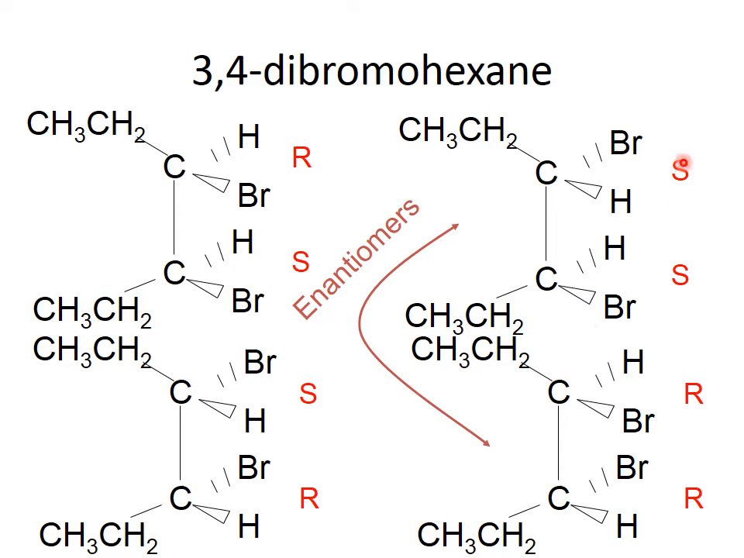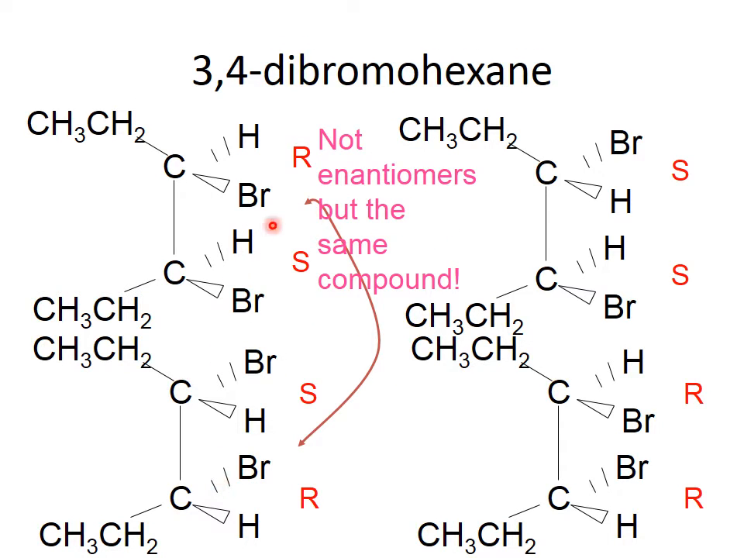If I look at this one, SS and RR, those two are mirror images and they are non-superimposable, so we call them enantiomers. However, if I compare these two over here, what I find is the R and the S would be a mirror image, and the S and the R are a mirror image. And so this compound is a mirror image of this compound, but they are superimposable. So because they are superimposable mirror images, they are the same compound, not enantiomers.